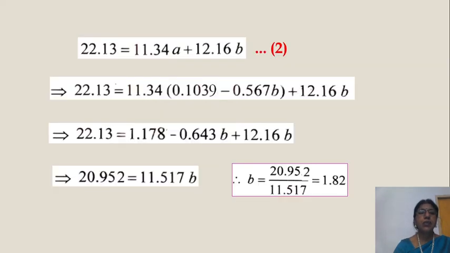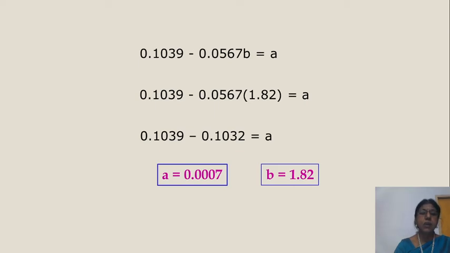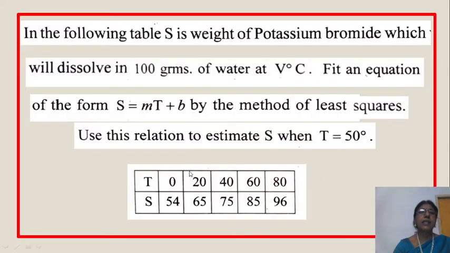The question is how to find AB values. So we get A value and B value. We substitute in the line equation. We get a line equation: Y is equal to AX plus B. Substitute these two values in the equation, and we get a straight line.